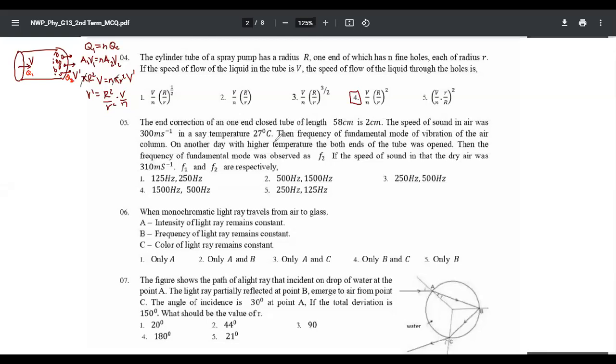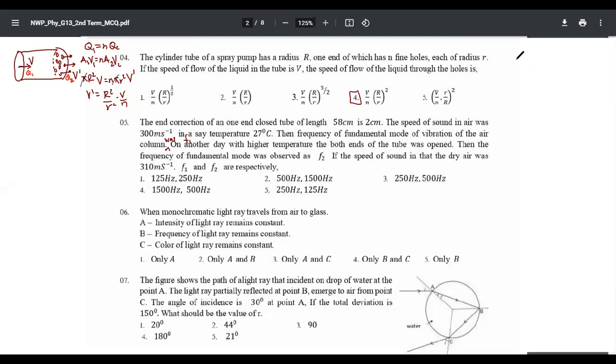On another day, at higher temperature, both ends of the tube were opened. Then the frequency of fundamental mode was F2. So this must have been F1. The frequency of fundamental mode of vibration of air in the column was F1. That is missing, I think. F1. Yeah. Right, F2. The speed of sound in air was 310. Okay, F1 and F2 are.